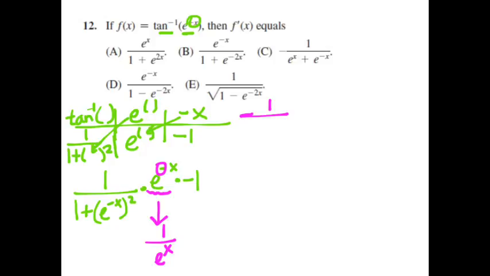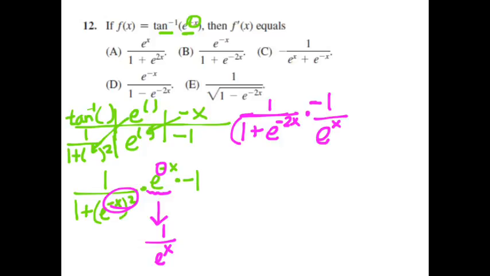So I've got 1 over 1 plus, and let's see, I've got e to the negative x squared. When you have a power to a power, you're going to multiply those powers. So this becomes e to the negative 2x. And I'm going to be multiplying this times 1 over e to the x. And then I still have that negative 1 out there. I'll just multiply that in right here, make that negative.